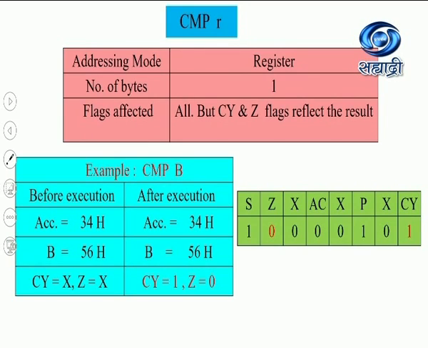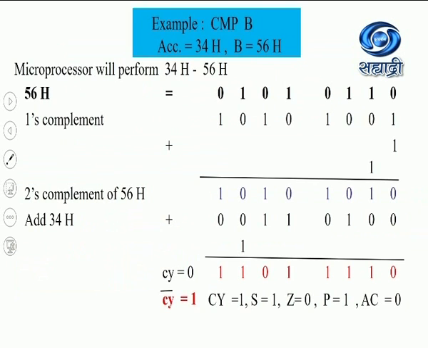Addressing mode register, number of bytes 1, flags affected all. All flags are affected, but carry and Z flags reflect the result of comparison. For example, accumulator contains 34 before execution and B contains 56. When microprocessor executes CMP B, it will check contents of accumulator with contents of B. As we can see, 34 is less than 56. Hence, carry is 1 and Z is 0.